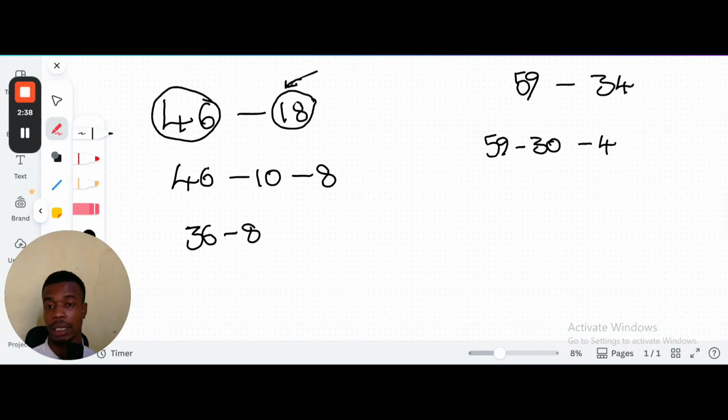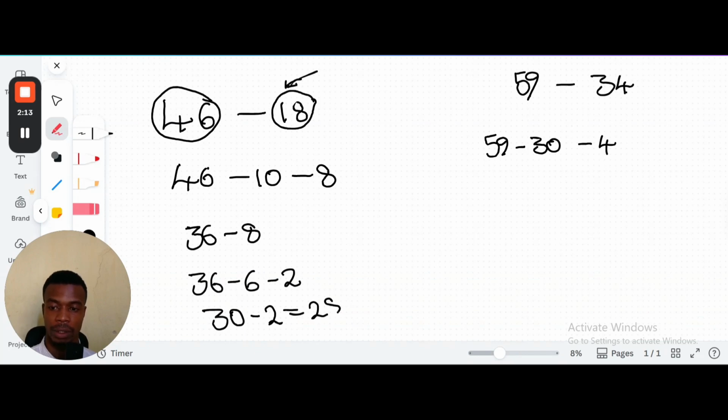It becomes easy if you count backwards 6 times. You can break down minus 8 into minus 6 and minus 2 because minus 6 minus 2 is minus 8. 36 minus 6 is 30. So this becomes 30 minus 2, and 30 minus 2 is 28. So this means 36 minus 8 is 28.